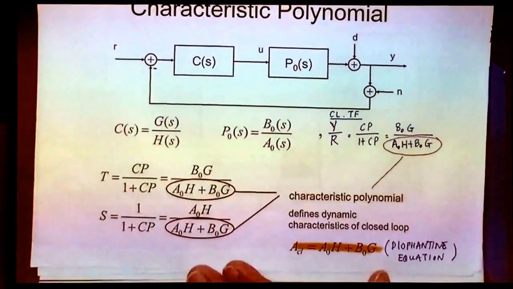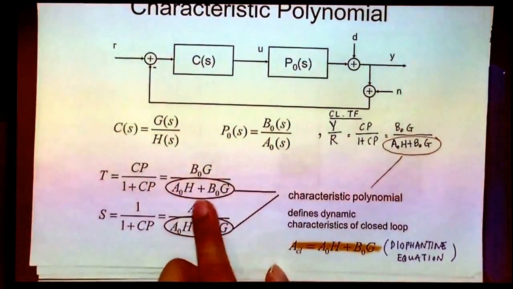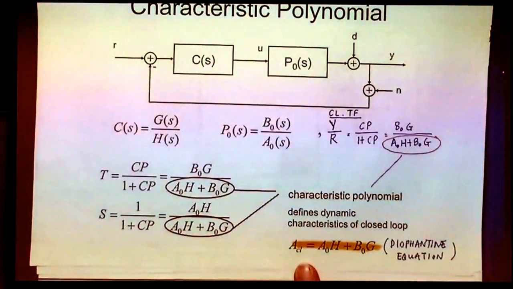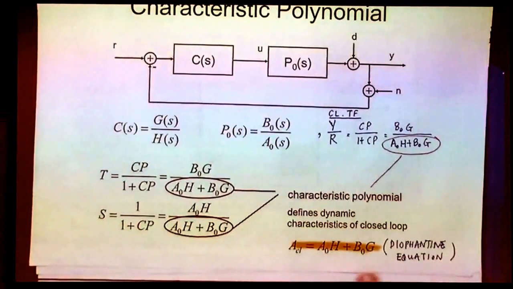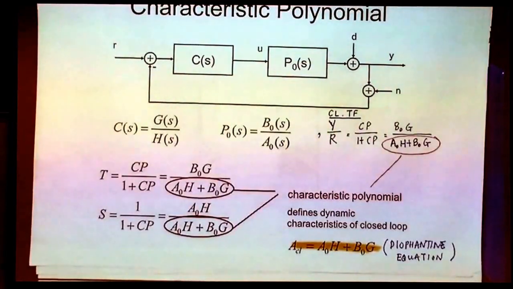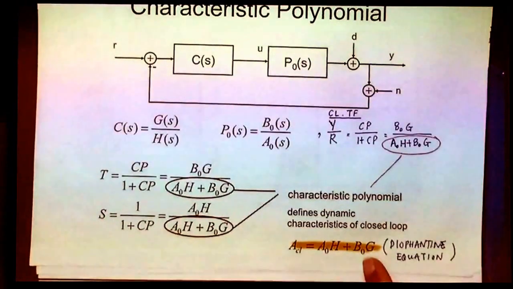We have another name for this. We call A naught H plus B naught G the characteristic polynomial. We call it ACL. Okay, so ACL is A naught H plus B naught G, and we call it the Diophantine equation. Okay, so in the exam, you will be asked to write down what is the characteristic polynomial. Okay, so what I write down is this. Alright?